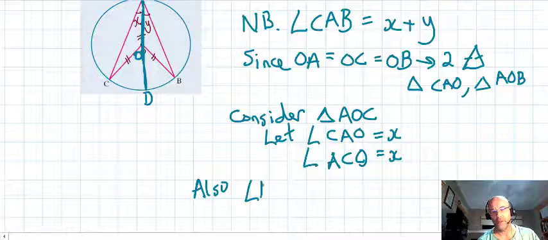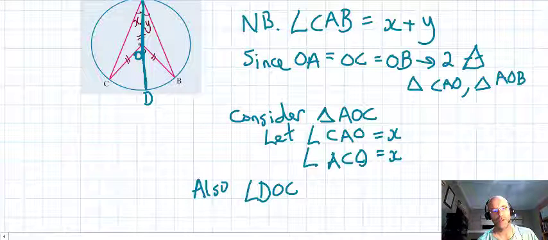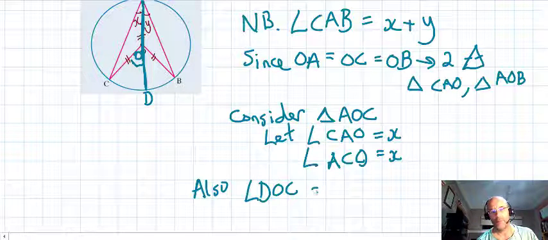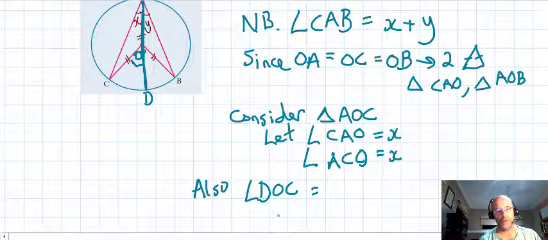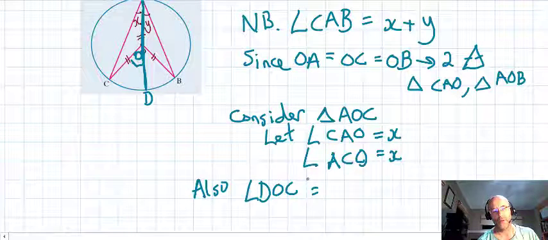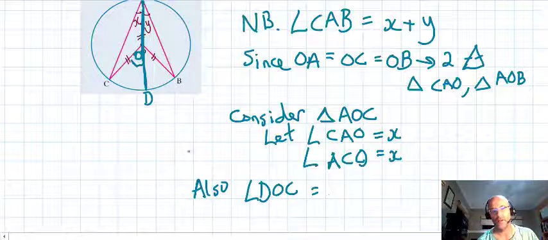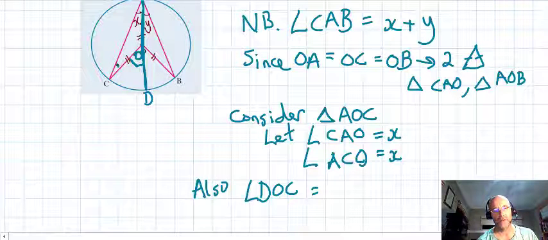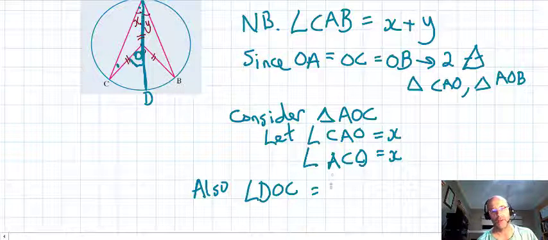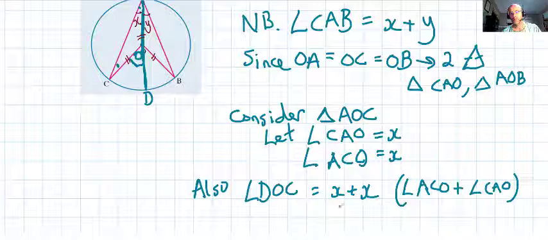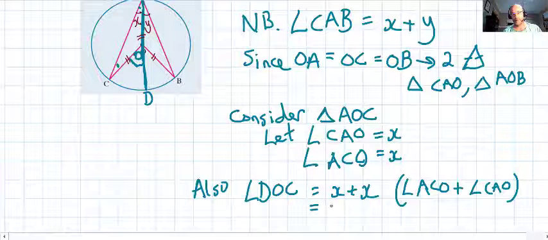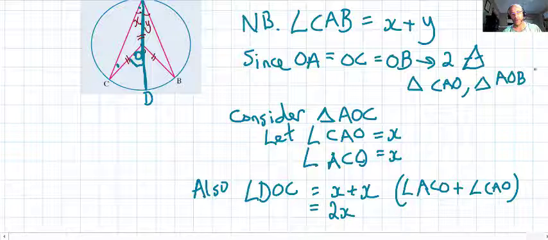So also we have angle DOC, that angle there. Now, because of the property that an external angle equals the sum of the two internal opposite angles of a triangle, we can say that DOC, this angle here, equals that angle plus that angle there, which is X plus X. Because they're the same, we can add them together. They're like terms: 2x.